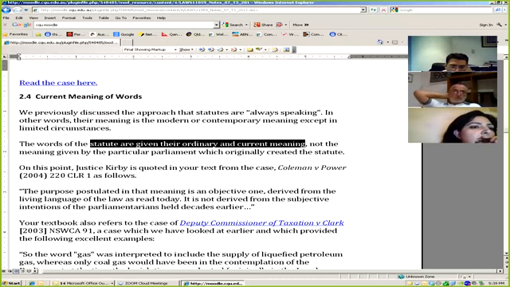There's another quote from Justice Kirby in a case called Coleman and Power. The purpose postulated in that meaning is an objective one, derived from the living language of the law. So he's talking about the law and the language of the law being interpreted in a way that takes into account today's thoughts and not thoughts in the past.